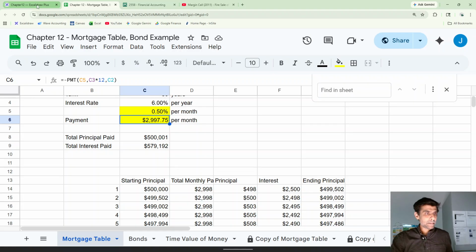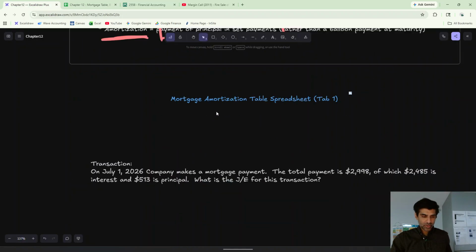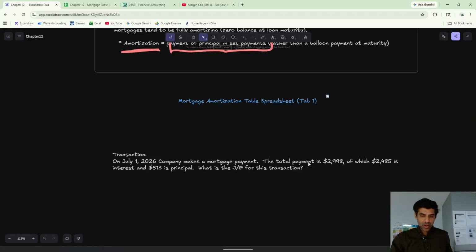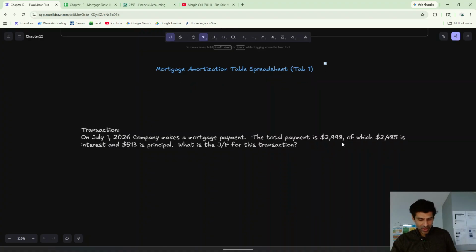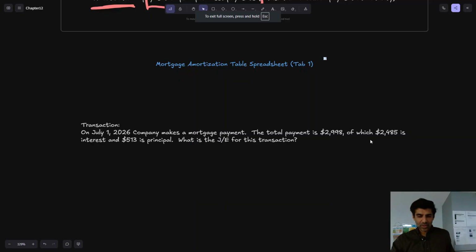Okay. So actually, let's just do this, just to show you how to use this for a journal entry. Okay. So, look, on July 1st, 2026, the company makes a mortgage payment. The total payment, again, we know where this number is coming from, right? We have our PMT function.